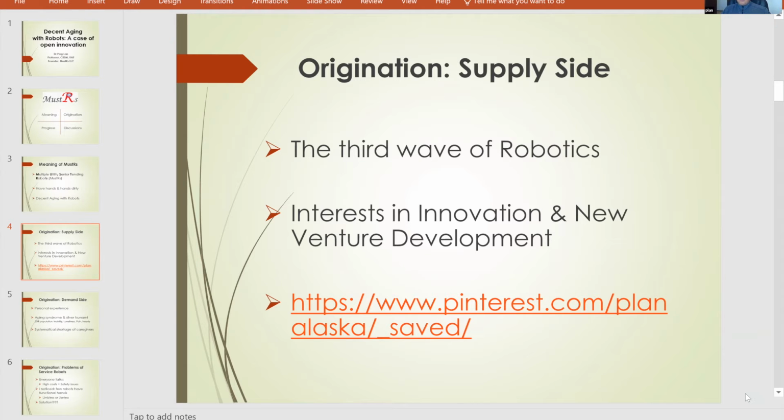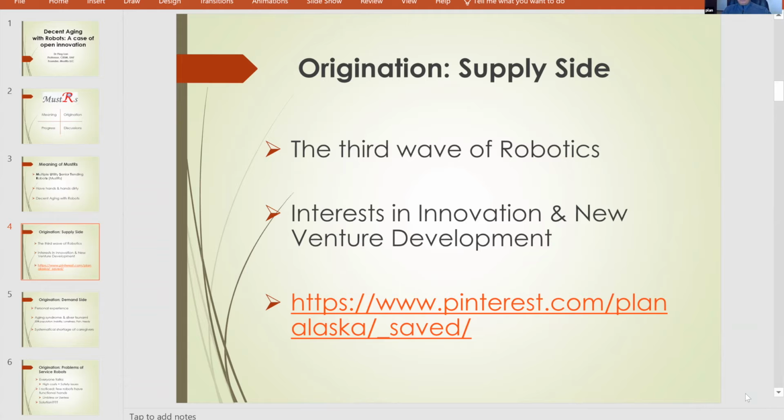Another view is that the first wave is industrial robots, the second is mobile robots, so they can move around, and the third is smart mobile robots. No matter what the idea about the development of robots is, we have come to an age where robots will be part of our life, whether you like it or not. That is the reality.